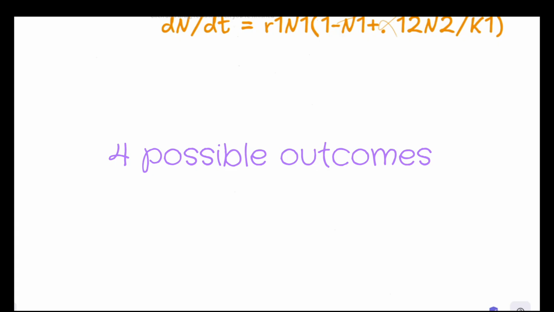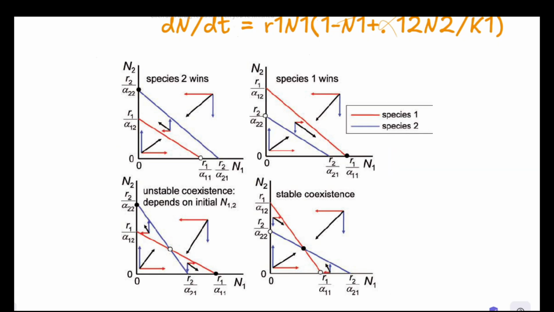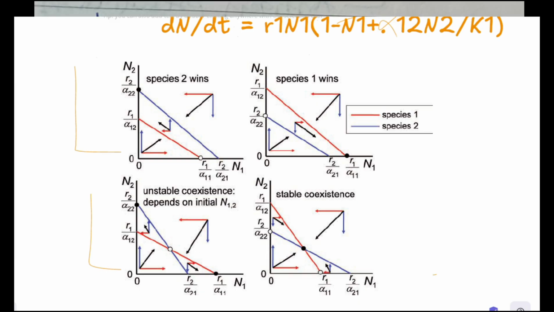So now we will look at the 4 possible outcomes of this Lotka-Volterra competition model, in which we will first draw it and then explain it. There are a total of 4 graphs. One by one, we will see what happens if species 2 wins. From the top left, the blue line lies outside the red line, so species 2 always outcompetes species 1. Eventually species 1 goes extinct and species 2 survives.